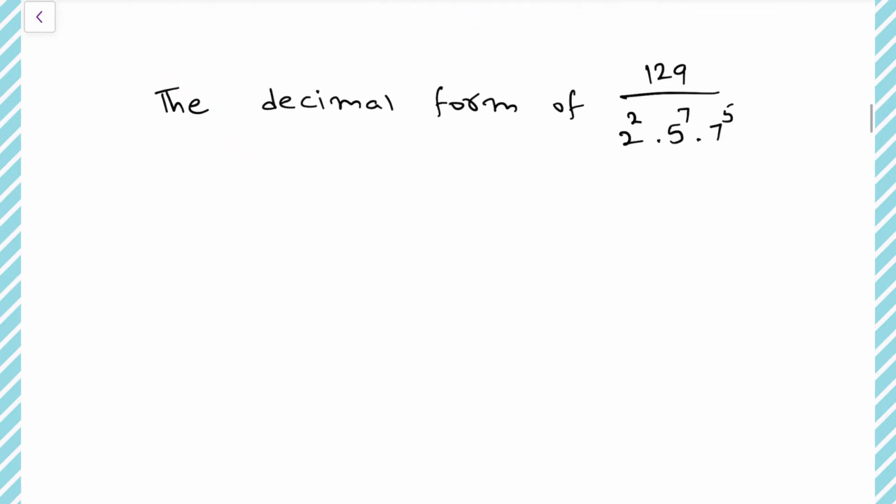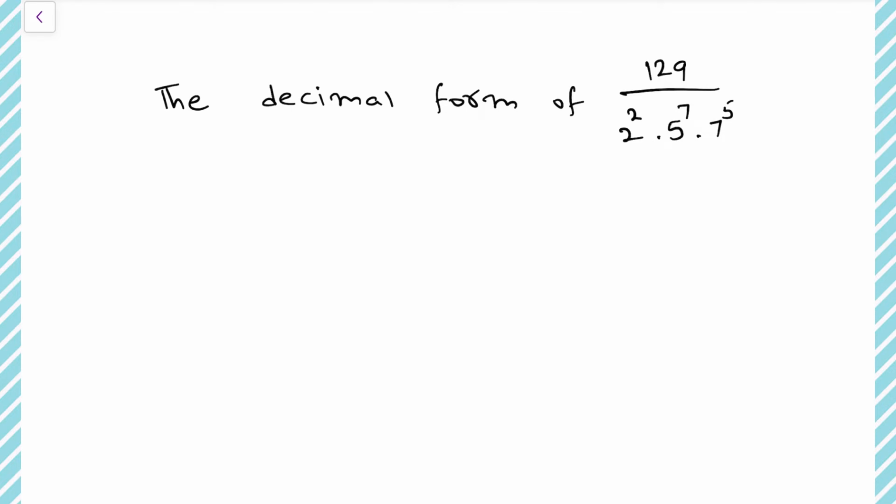Next one. The decimal form of 129 divided by 2 square into 5 power 7 into 7 power 5. Whether it will terminate or be non-terminating repeating type of decimal, we need to find out. So, to check whether a given p by q number has a terminating decimal or non-terminating repeating type of decimal, we will check only the denominator.